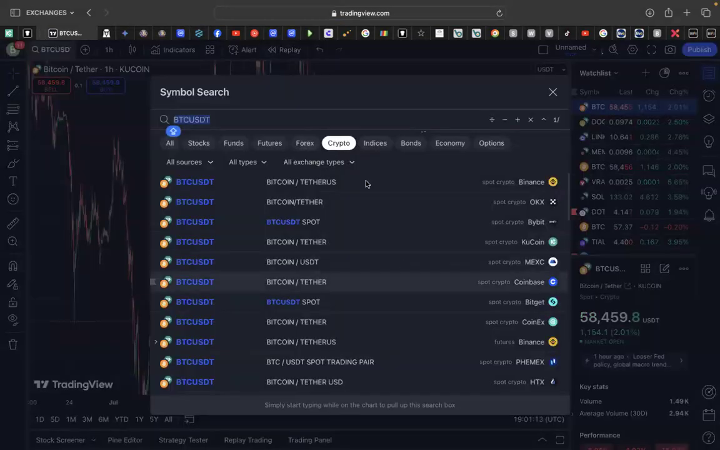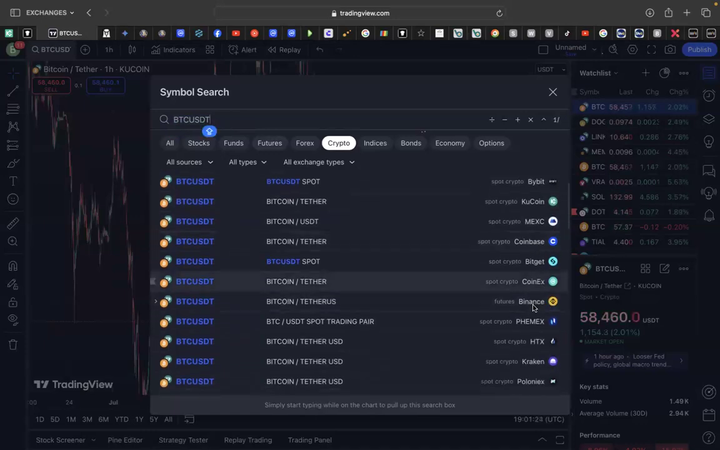Remember I said that if you're trading Bitcoin USDT on MEXC, you're going to choose the MEXC chart. If you're trading on Coinbase, you're going to choose the Coinbase chart. There's a slight price difference on different charts. With Bitcoin the price difference is very, very small, so you can choose any chart. But with much smaller coins, it is best to use the one given by the exchange that you're going to trade on.